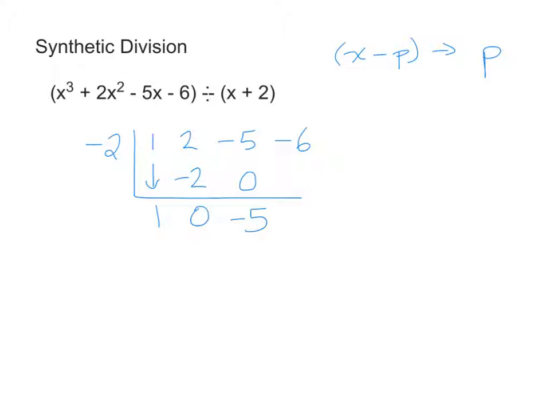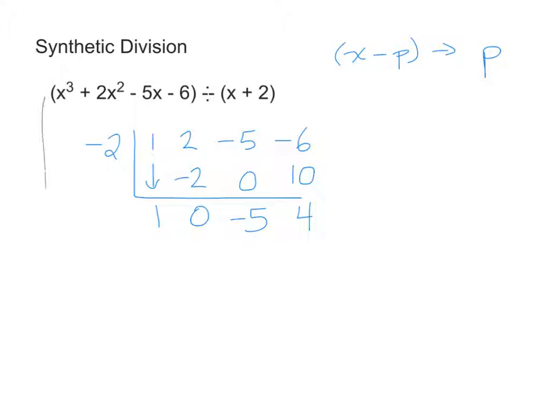So now we're going to multiply again. -2 times -5 is +10. Right, -2 times -5 is +10. And then add -6 plus 10 is 4. We're going to get our answer from here. This actually tells us what the answer is.